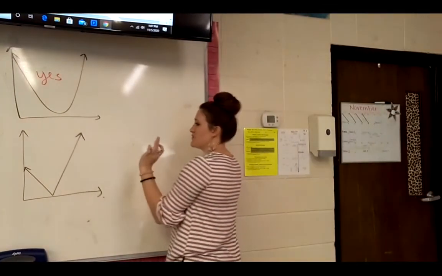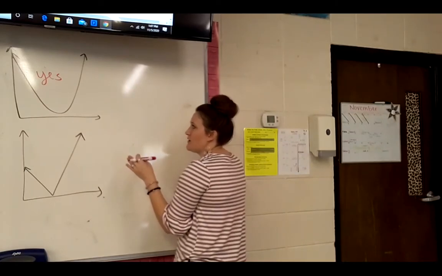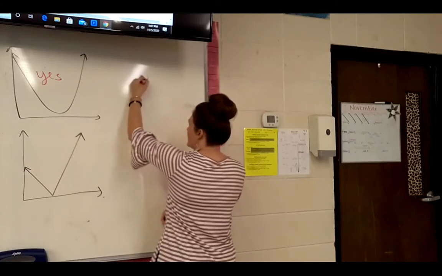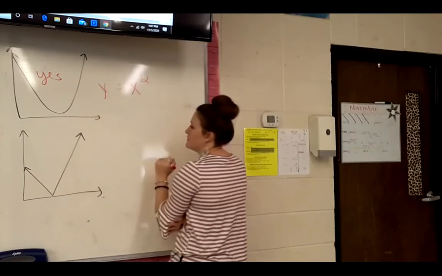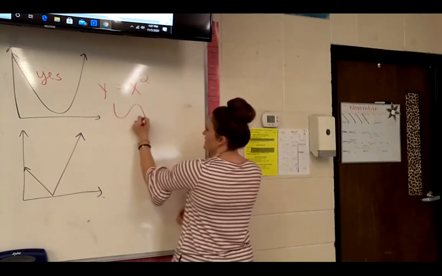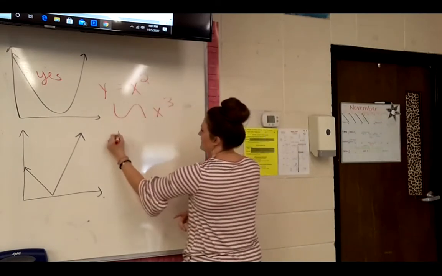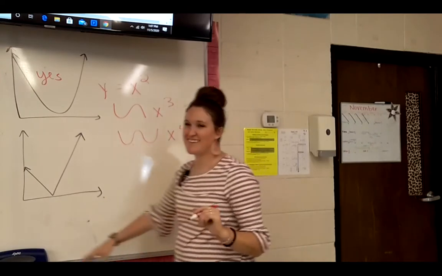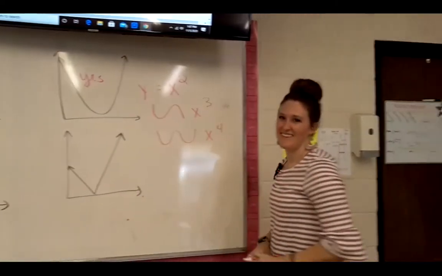That little side note is actually called a parabola. If it's up and down like that, that means it has an x squared in the equation somewhere. If it does this, that means it has an x cubed. And if it does this, that's an x to the 4th power.